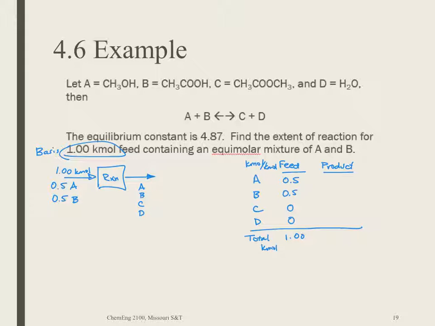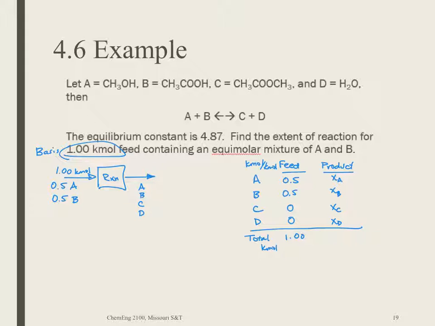Now I don't know what's going to come out. So I have XA, XB, XC, and XD, and a total of F2, right? Or product or something like that.